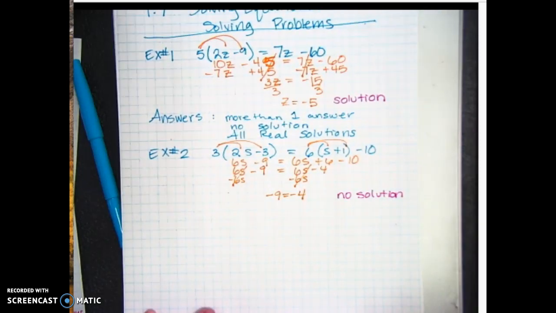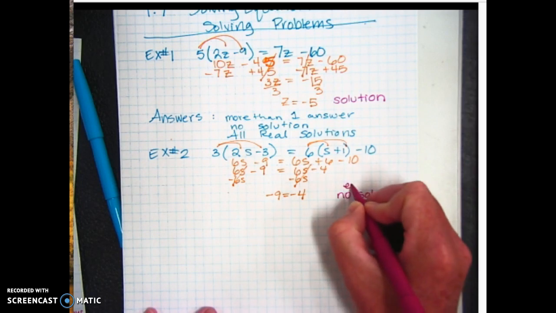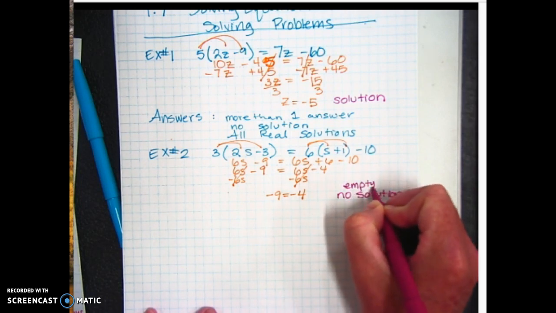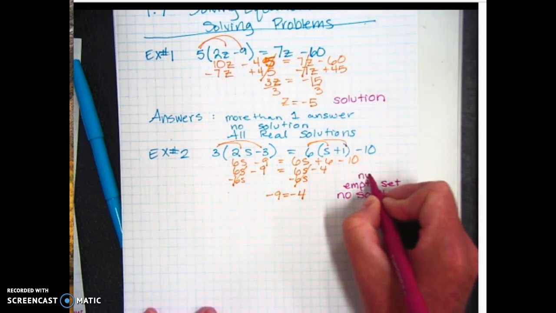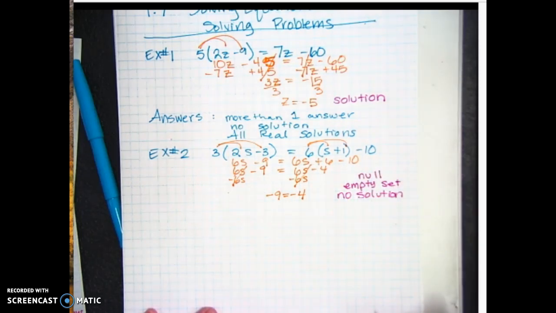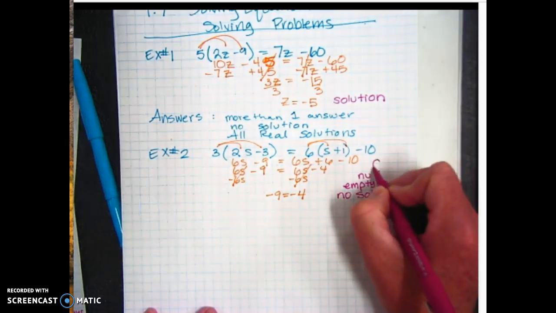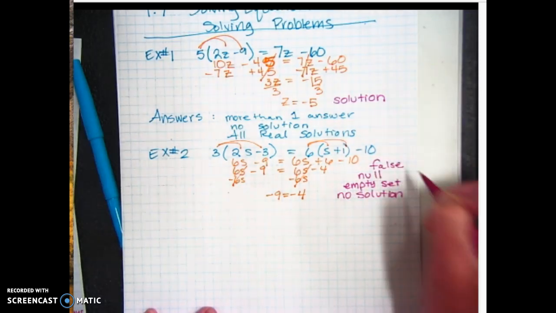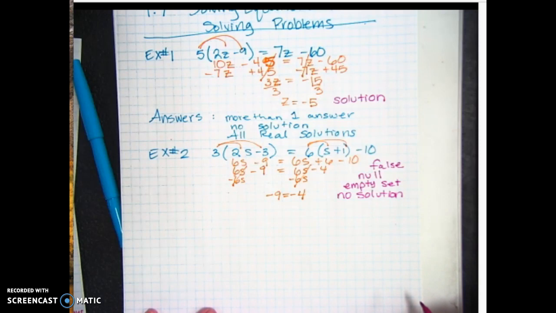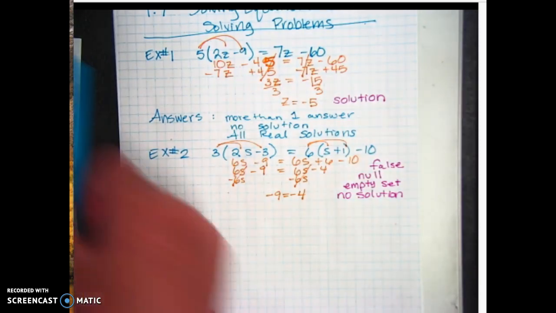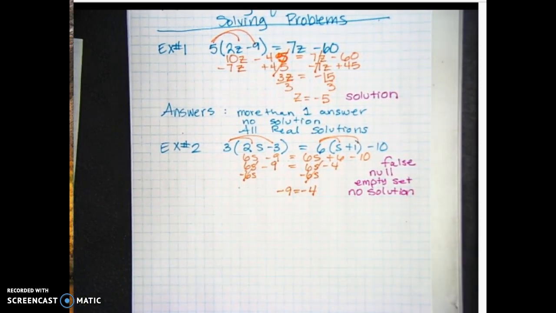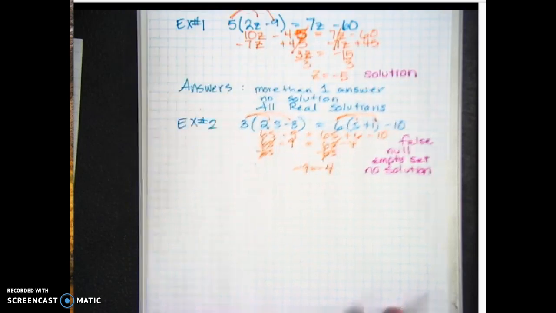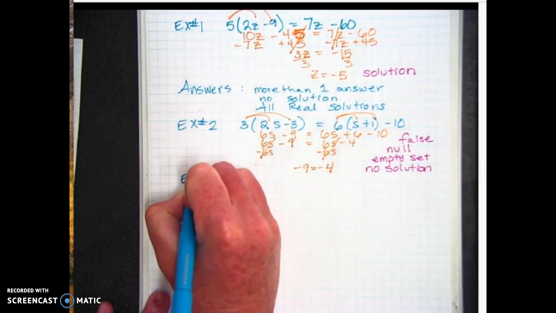Some books or some teachers might call it the empty set. I've even heard the word null, spelled N-U-L-L. I've even seen it called false. So there's like more names for it than there are steps to solve the problem. You can write any of those, whichever you feel most comfortable with, okay? Example number 3.